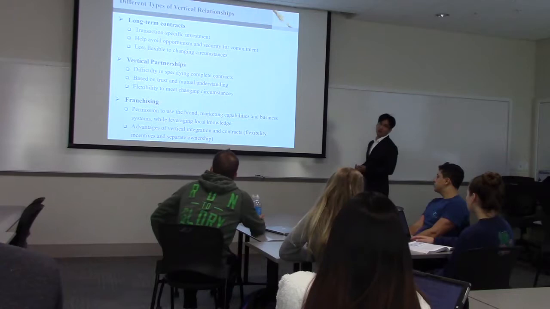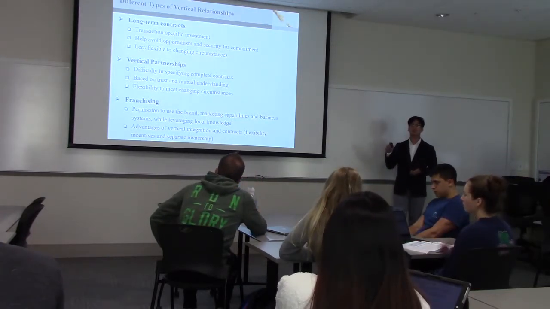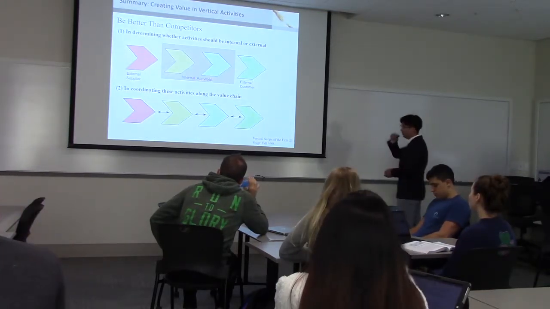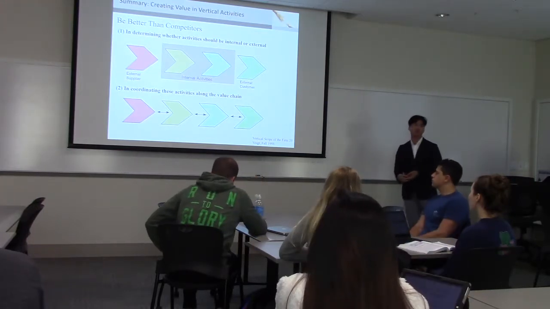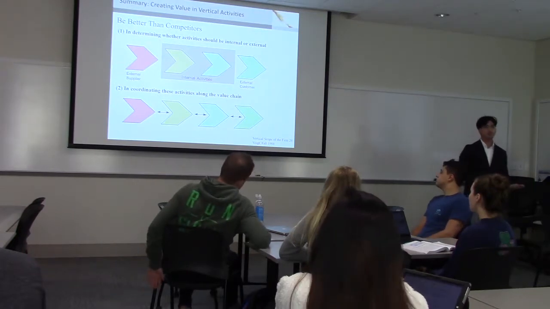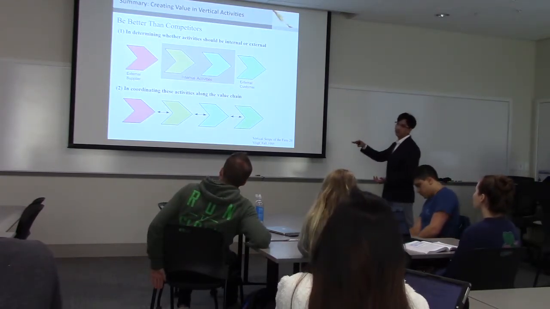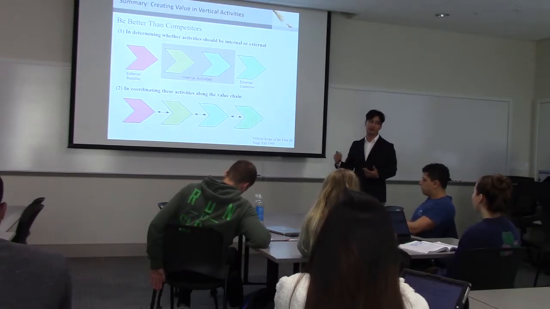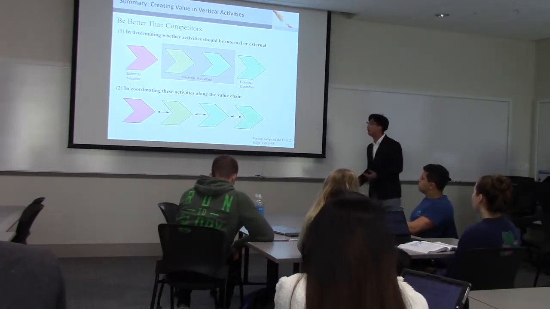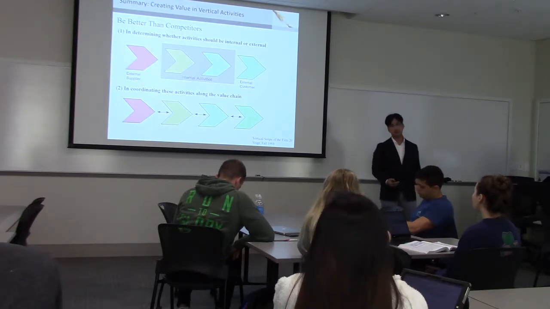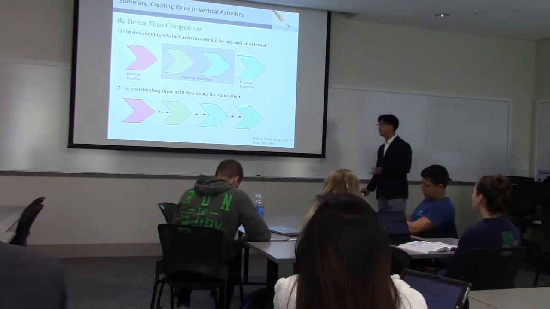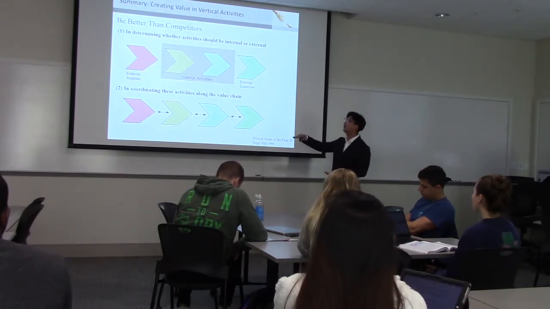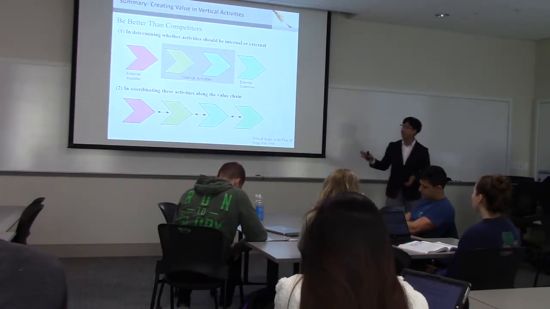So any questions on these three different types of vertical relationships? Okay, so in summary, every company wants to create value in vertical activities. In order to create value, you need to be better than your competitors in two things. First, in determining whether you want to conduct activities internally or externally. So you will have to figure out whether it's beneficial to do internal vertical integration versus external outsourcing. And once you have decided whether to make or buy, you need to have tight control and tight coordination along the activities in the value chain.